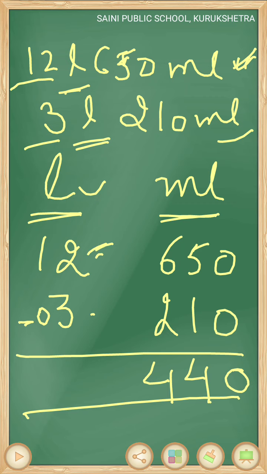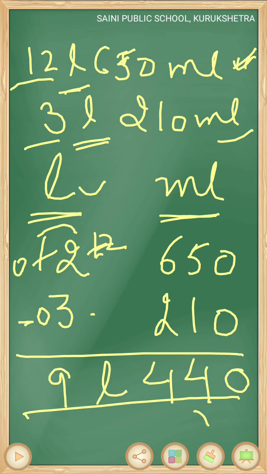Move to the liter place. Now 2 minus 3 is not possible because 3 is greater than 2. So we have to take borrow from the next place and it will become 12 and it will become 0. Okay, so 12 minus 3, here 9. So our answer is 9 liter 440 milliliter.